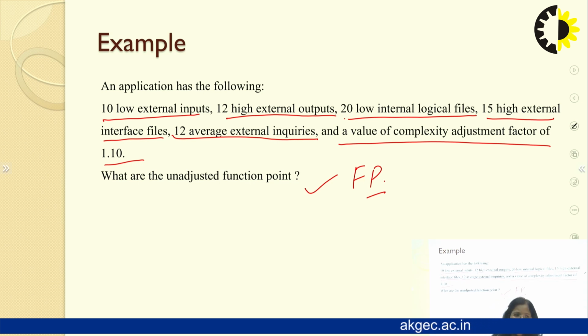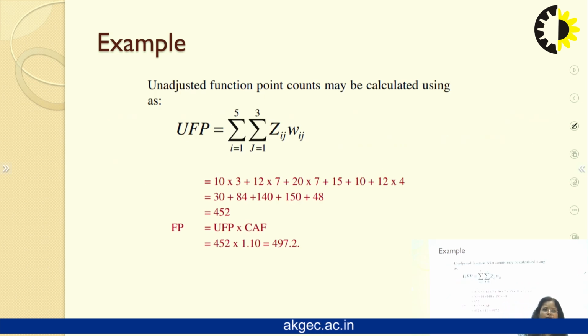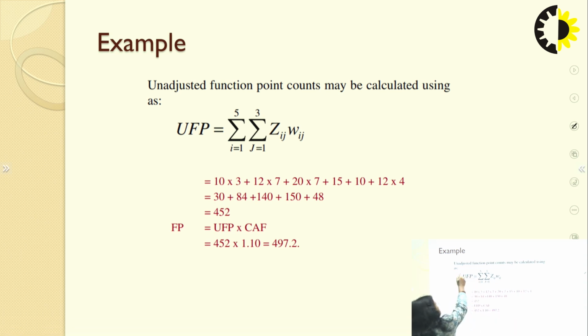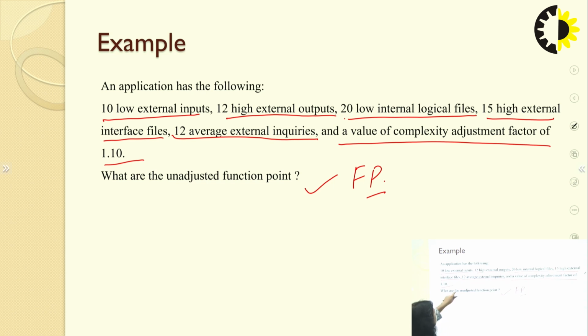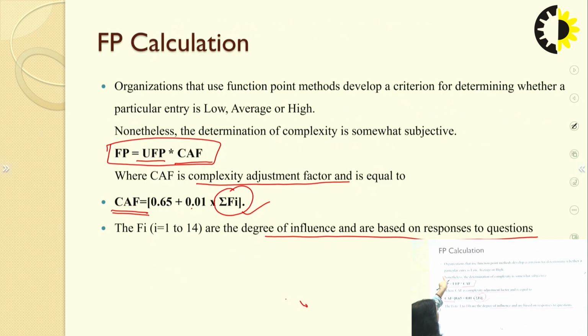So, for calculating the unadjusted function point, there are two methods by which you can find the answer to this question. The first method is like this. This is the formula of unadjusted function point, and by using this formula we can calculate. Here there are 10 low external inputs.